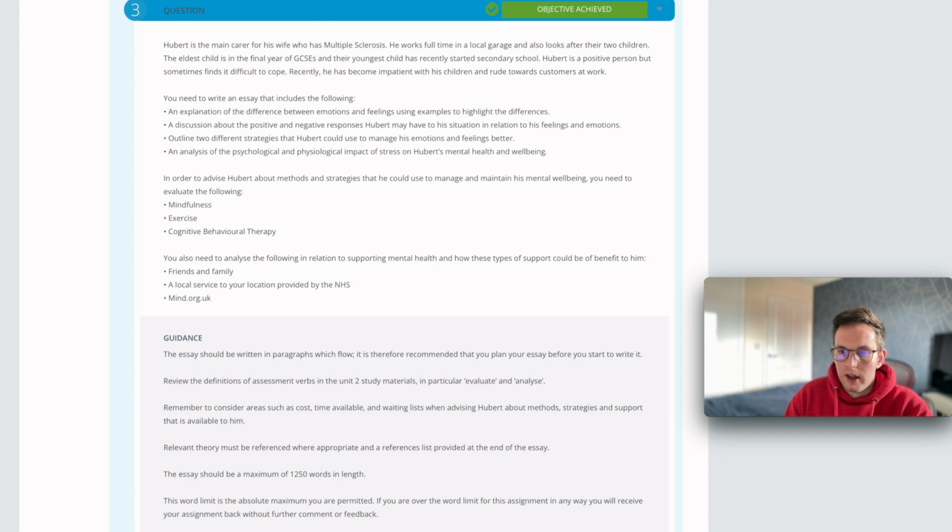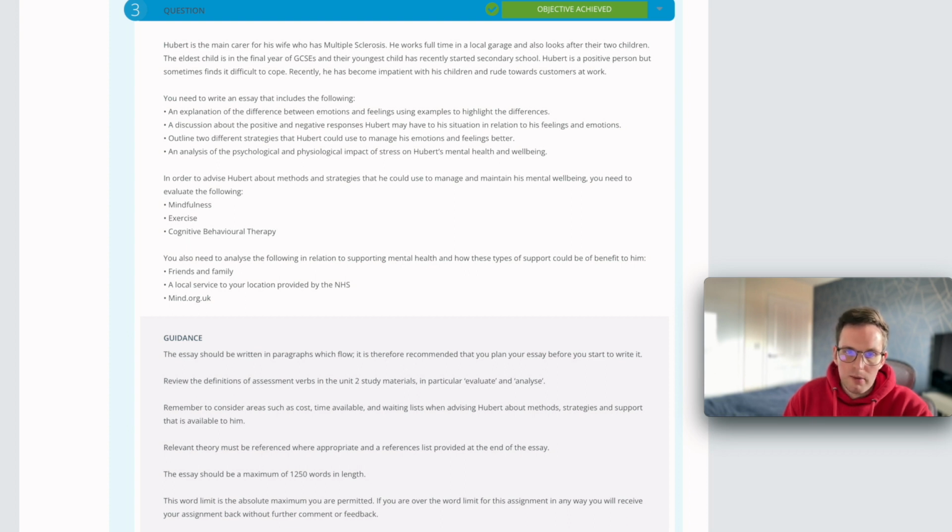So this is when the guidance asks you to answer the following. So you need to write an essay that includes the following. So we know we need to write an essay, so we know that they need to be in paragraphs. An explanation of the differences between emotions and feelings using examples to highlight the differences. A discussion about the positive and negative responses Hubert may have to the situation in relation to his feelings and emotions. Outline 2 different strategies that Hubert could use to manage his emotions and feel better. And analyse the psychological and physiological impact of stress on Hubert's mental health and well-being.